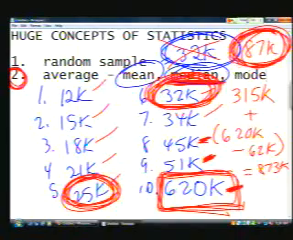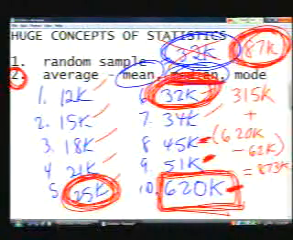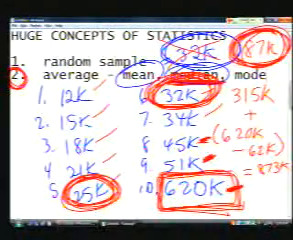So it would be the 6th piece of data. And it doesn't matter if you ordered them high to low or low to high. You're going to have 5 here, boom, it'd be the 6th piece of data. But when you only have an even number of scores, then what you have to do is add up the 2 middle scores and divide by 2. So right now, take 25,000 plus 32,000, add those up, and then divide by 2. 25 plus 32, divide by 2.